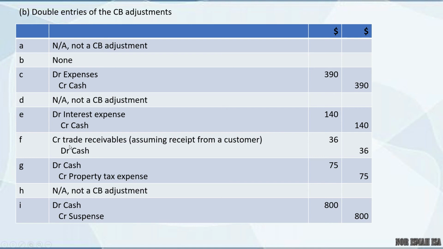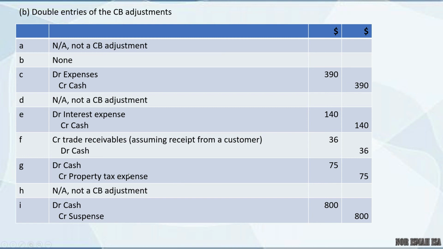And the cash receivable, this is a transposition error. We just take the difference amount, which is 36. Since the amount we recorded is less than the actual amount, we debit back the trade receivable and credit cash 36. As for this one, it is the refund from the tax. This does not appear in the bank statement, only in the cash book. So this is a receipt with debit cash, credit property tax expenses.